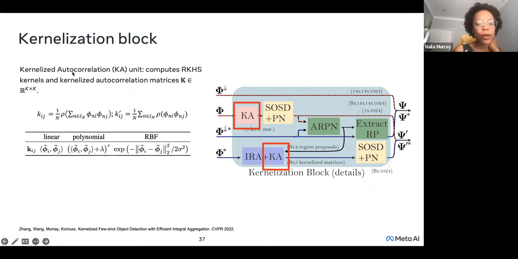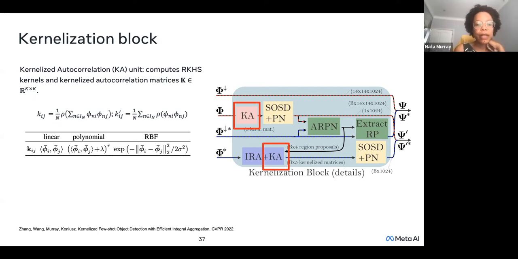And so how do we compute this? What we're doing with this unit is we're going to use it to compute our RKHS, or reproducing kernel Hilbert space kernels, and kernelized autocorrelation matrices for any of the input feature maps that we have. So what you're going to have at the output of this is some kernel matrix, a K by K matrix, where K is the channel dimension. So you have a feature map with K channels, and your output matrix is going to be a K by K matrix.